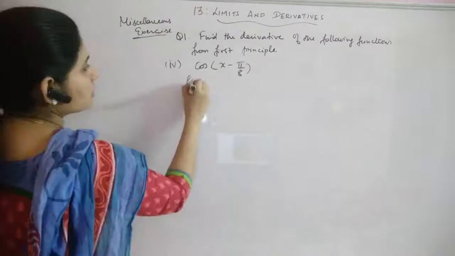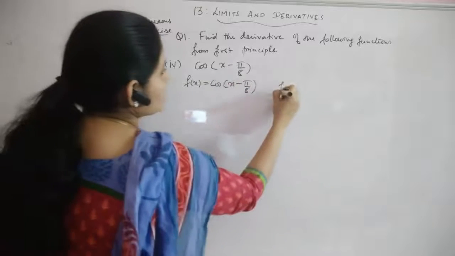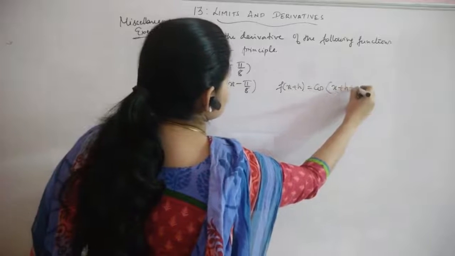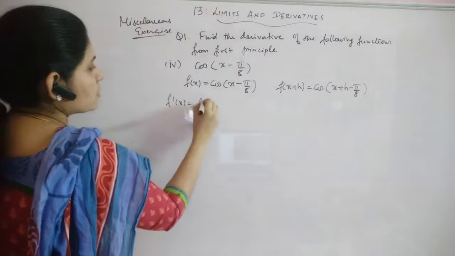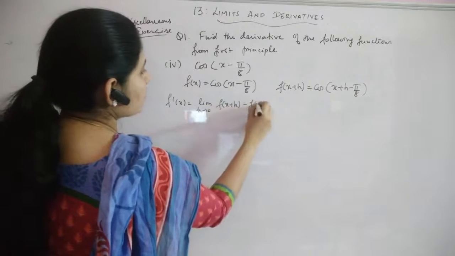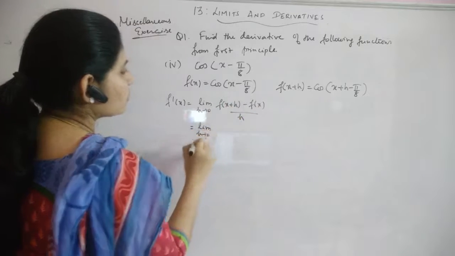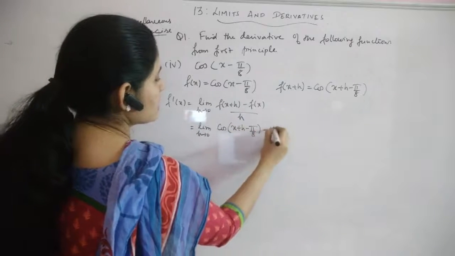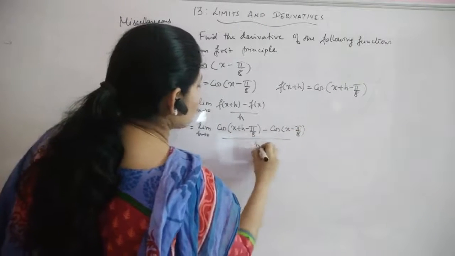Next, this is taken as f of x equals cos of x minus pi by 8, and f of x plus h will be cos of x plus h minus pi by 8. So f dash of x is equal to limit h tends to 0 of f of x plus h minus f of x divided by h. Replacing the value for the function will give you cos of x plus h minus pi by 8 minus cos of x minus pi by 8, whole divided by h.